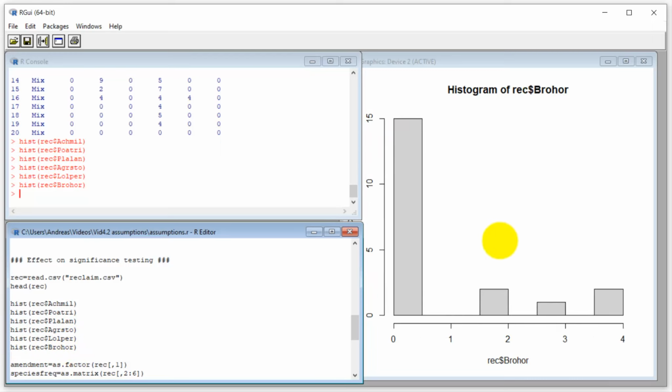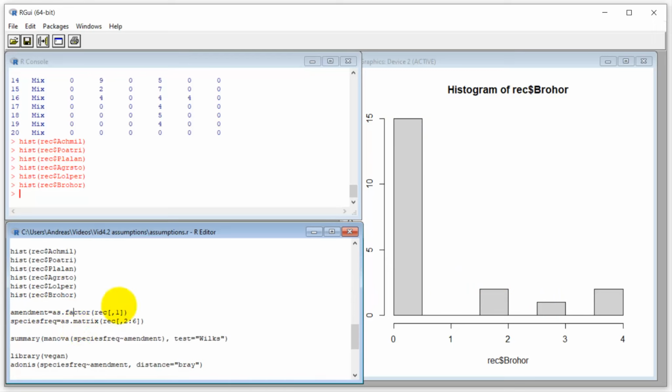And once you have these zero inflated distributions, there's also not much you can do with transformations. So this is really kind of a showstopper. But let's run a multivariate analysis of variance anyway and see what we get. You'll see in the lab how that works.